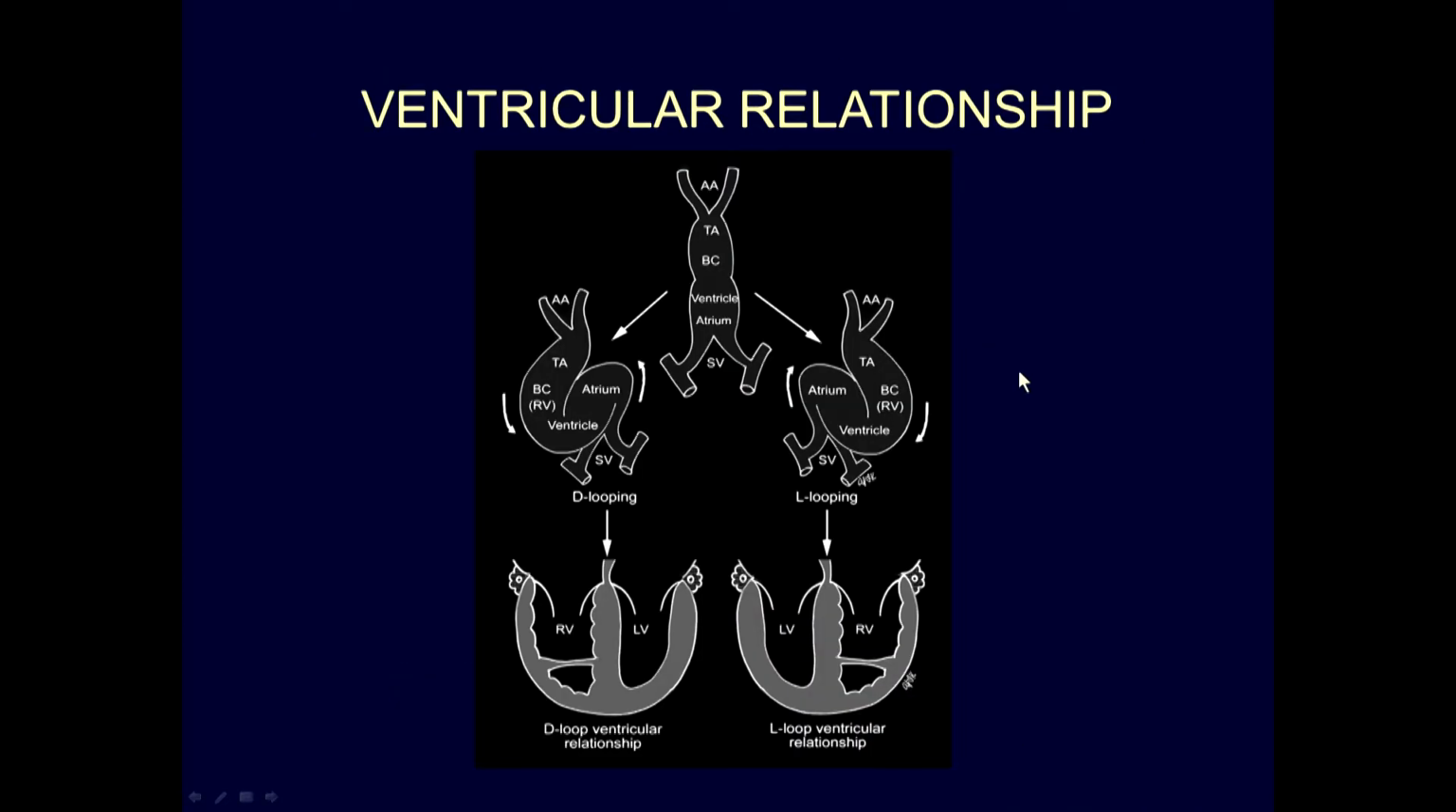And now we can talk about the ventricular relationship. You can see the morphological right ventricle is on the right. This is the D-loop ventricular relationship. Here the morphological right ventricle is on the left. This is the L-loop ventricular relationship. But sometimes we have a very complex heart, such as twisted heart or crisscross heart. The ventricular location is very unexpected.